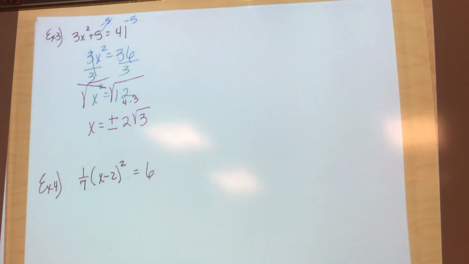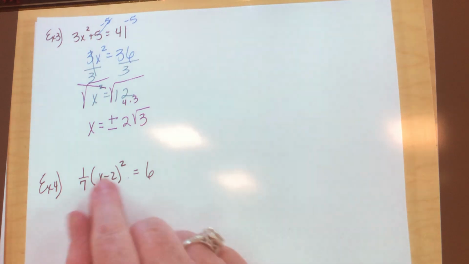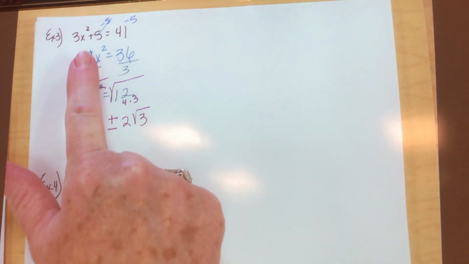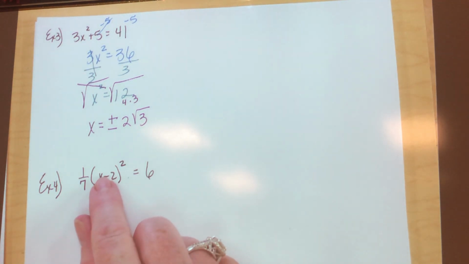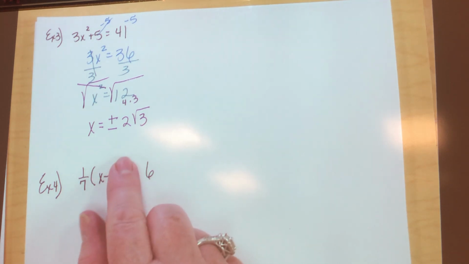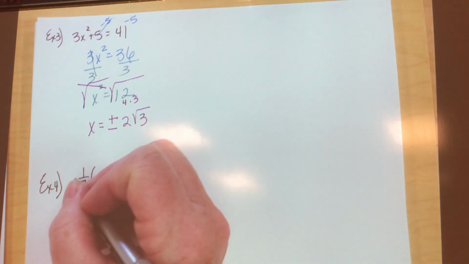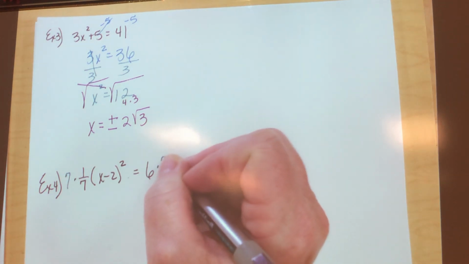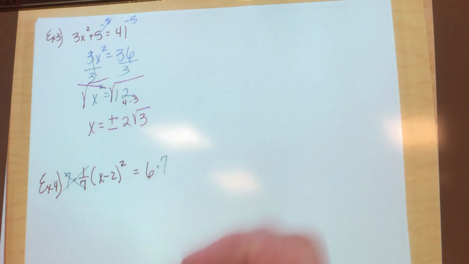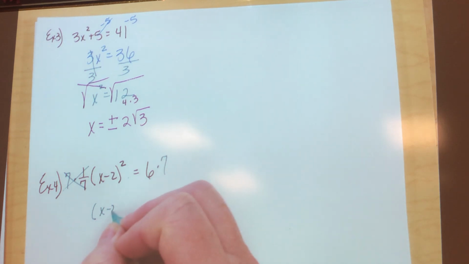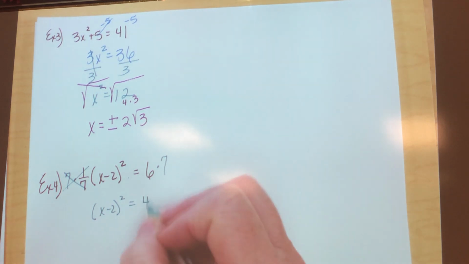Okay, so here's what I'm going to do. I'm going to treat this quantity the same way I treated that x squared. I'm going to see if I can get this quantity squared by itself so I can take its square root. So what do I need to get rid of? The 1/7. What would I do to get rid of the 1/7? Multiply by the reciprocal. What's the reciprocal of 1/7? 7. All right, so multiply this guy by 7 and that guy by 7. These are gone, and I'm left with x minus 2 quantity squared is equal to 42.